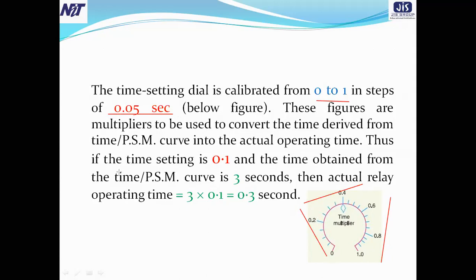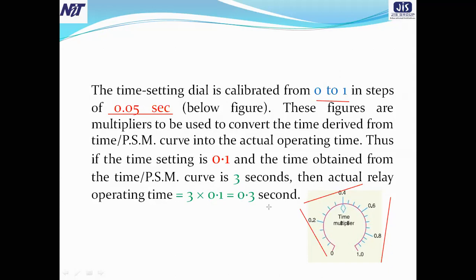Thus, if the time setting is 0.1 and the time obtained from the time/PSM curve is 3 seconds, then the actual relay operating time is 3 into 0.1, that means 0.3 second. So in this way we can find the value of the actual relay operating time. Multiplying the delay and the time setting, we can easily find the actual relay operating time.